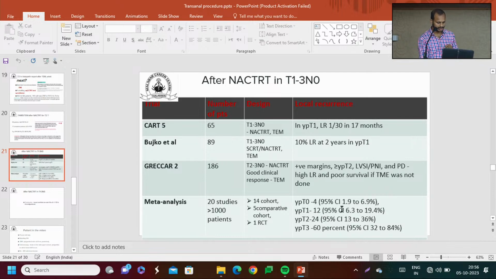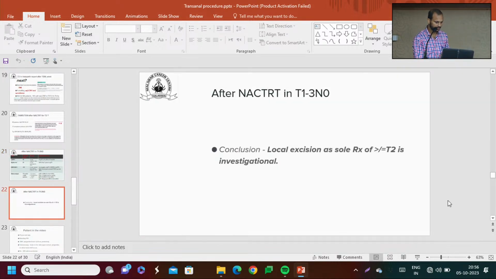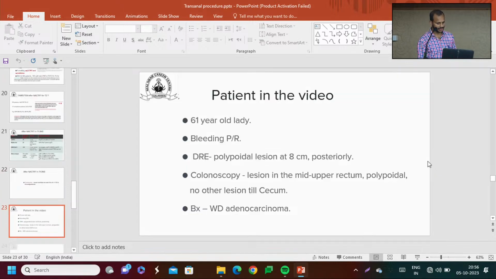The local recurrence rate is as high as 36%, and it's as high as 24% and 60% if we do it in such cases. So it's not acceptable. So local excision as a sole treatment in patients with T2 or higher is investigational.